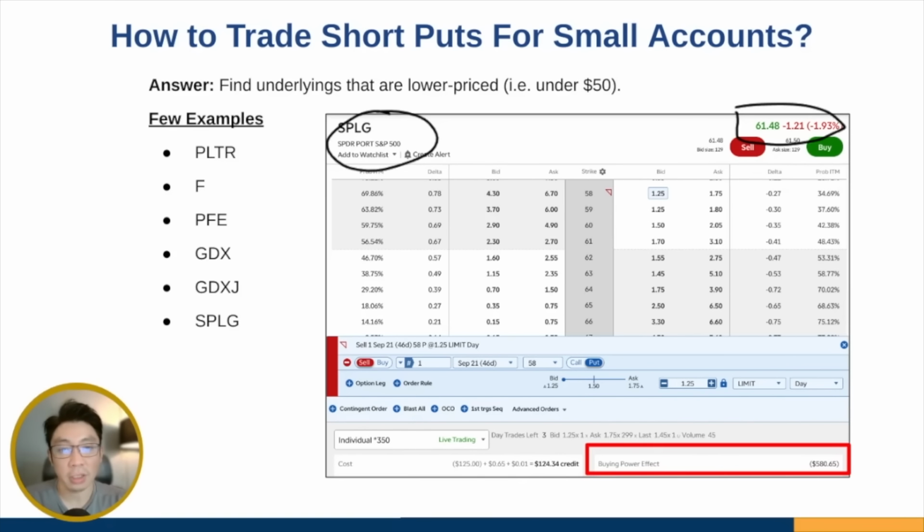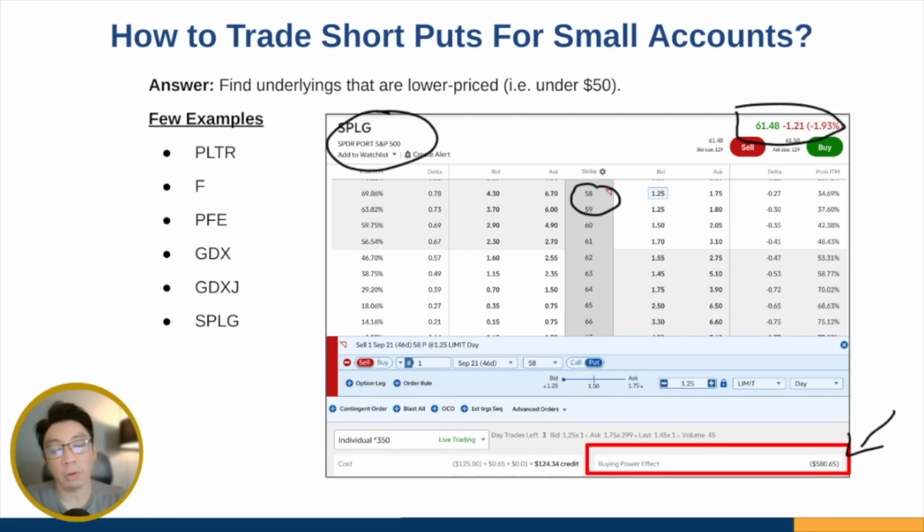So for example, if you want to trade S&P 500, but then SPY is way too big, you can actually consider SPLG, because if you put on the 58 strike price, you can see that the buying power is about $580. So definitely much more suitable if you have a small account and if you also want a safer way to trade these short puts.